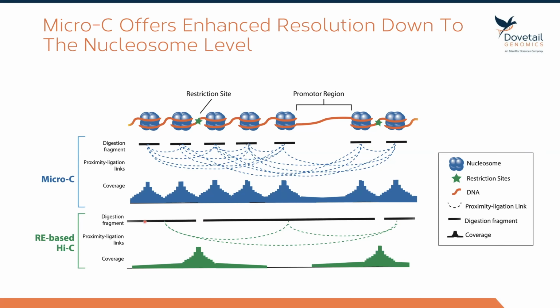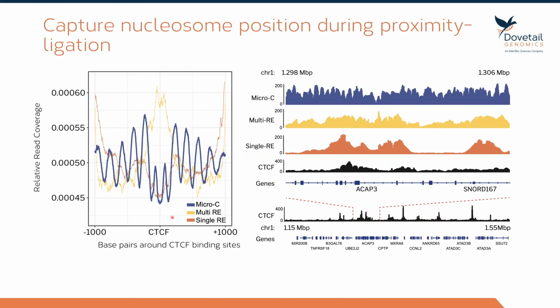Okay, that's cool. That's a schematic, but what does that actually look like? So here what we're doing is we're taking Micro-C data and we're plotting it just as coverage, not looking at any of the proximity ligation. We're basically just looking at your BAM in IGV. And so we're doing a metagene analysis around high occupancy CTCF sites with Micro-C, multiple restriction enzyme Hi-C, and single restriction enzyme Hi-C. And as you can see, you get this nice oscillation where the peaks are nucleosome protected DNA and the valleys are linker DNA that are digested during the MNase fragmentation. Now, you don't see that pattern with restriction enzymes because you're not enriching over something that is chromatin centric, you're enriching over a primary sequence motif. So it's less informative over the chromatin space than a Micro-C assay would be.